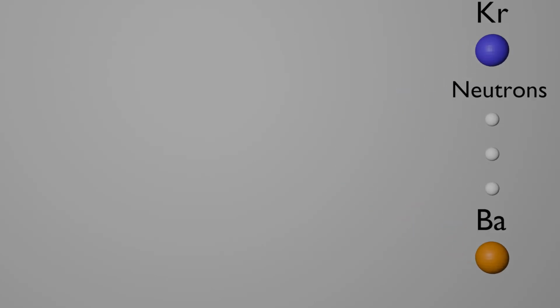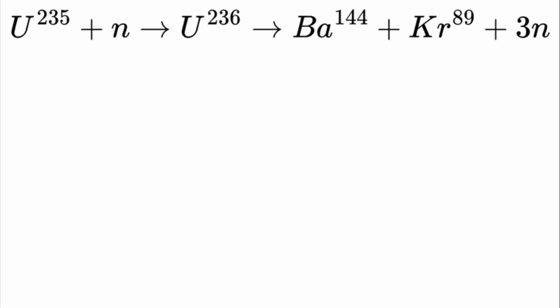We can do this by shooting a neutron at the atom, and after the atom absorbs it, turning it into U-236, which is unstable. One of the ways an atom can split is into a barium atom, a krypton atom, and 3 more neutrons. So how much energy does one U-235 atom release when undergoing fission?